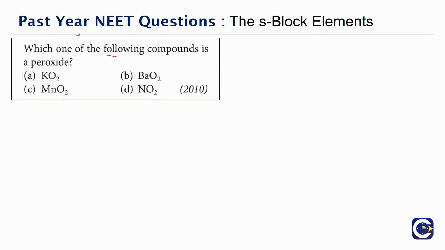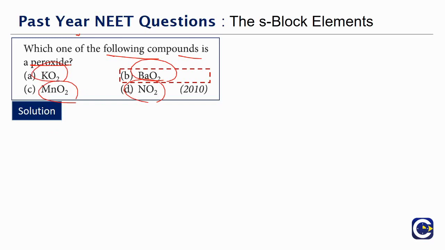Which one of the following compounds is a peroxide? It's a straight theoretical question. What is KO2? KO2 is superoxide. BaO2 is barium peroxide. MnO2 and NO2 are the normal oxides. So the correct answer is barium peroxide, BaO2. KO2 is potassium superoxide.